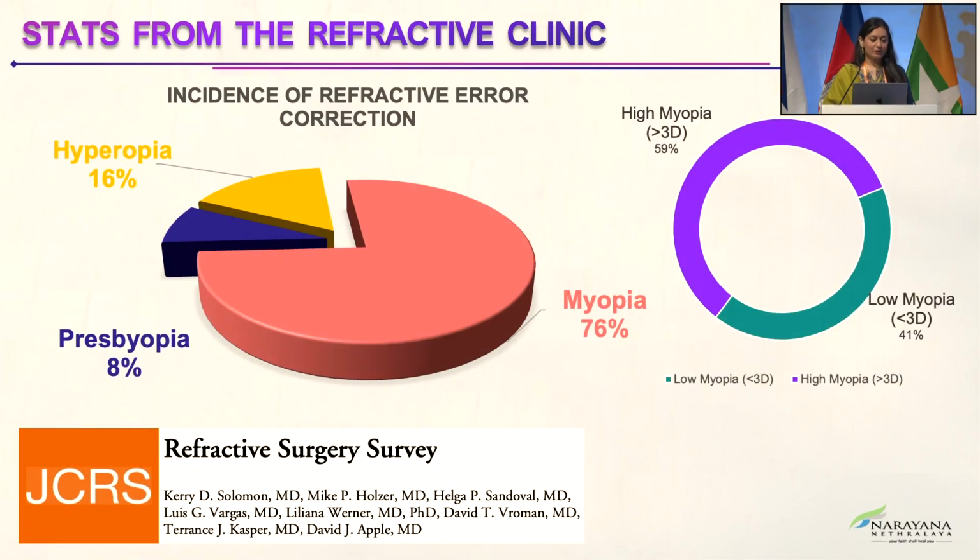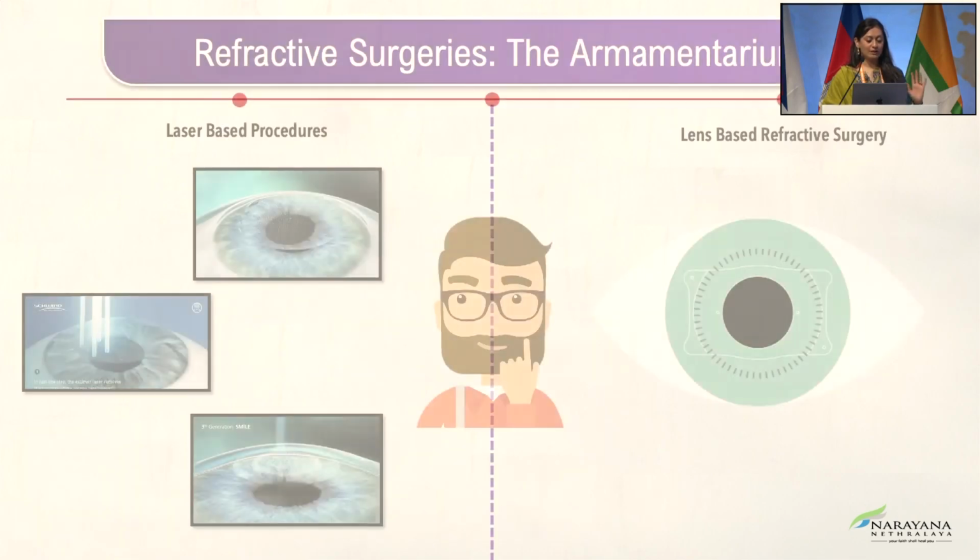So we all know that myopia, hyperopia and presbyopia is on a rise, and nowadays a lot of people want to opt for a cosmetic refractive surgery where they don't have the need to wear glasses. Now, if you just divide the myopia, you have 41% of the patients who are low myopic, which is less than 3 diopters, and then you have 59% who are high myopic. So technically your 40% of the crowd which is going to come to your clinic for refractive error surgery is going to be 40%, and you have to choose the right surgery for them.